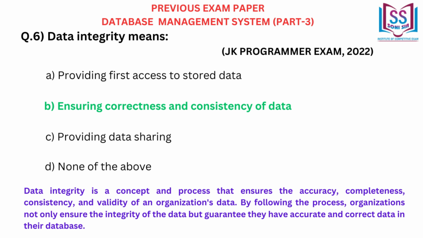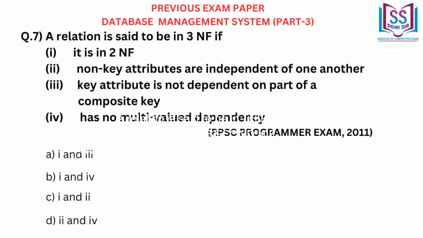A relation is said to be in third NF if 1. It is in second NF. 2. Non-key attributes are independent of one another. 3. Key attribute is not dependent on part of a composite key. 4. Has no multi-valued dependency. A. 1 and 3. B. 1 and 4. C. 1 and 2. D. 2 and 4. Correct answer C, 1 and 2.